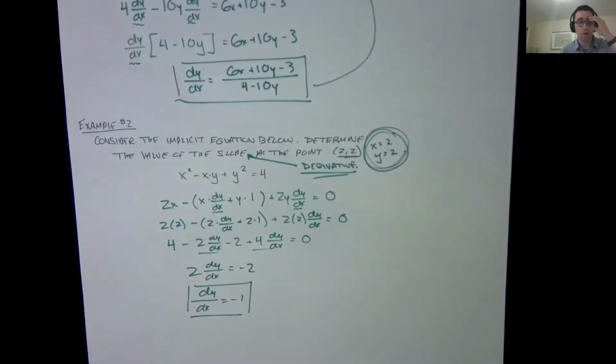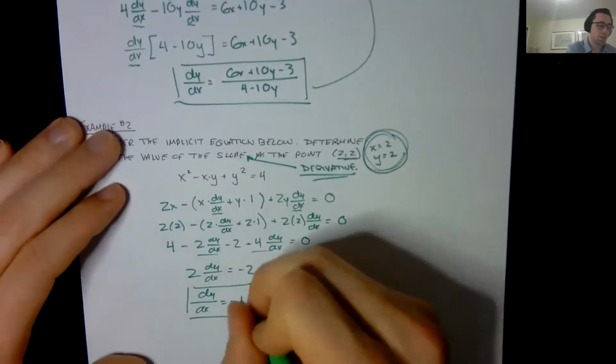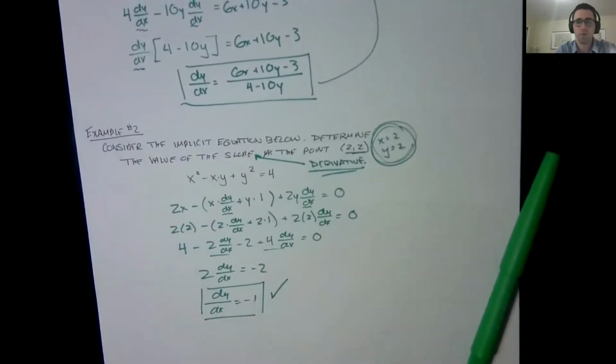If you went the other route and decided to isolate for dy/dx first, you would get the same answer. Just wanted to show you some diversity of thought there. Answer should be negative 1 regardless. Headed back to the PowerPoint to close out.